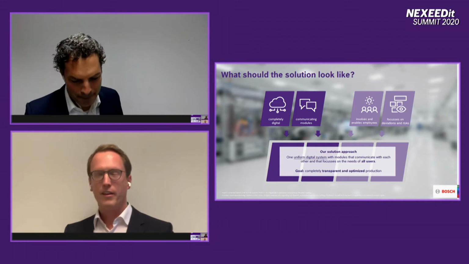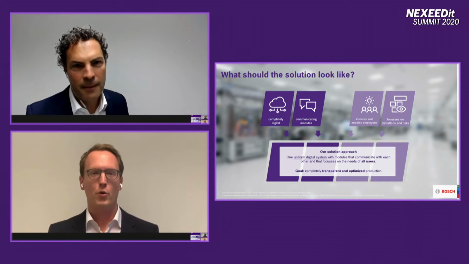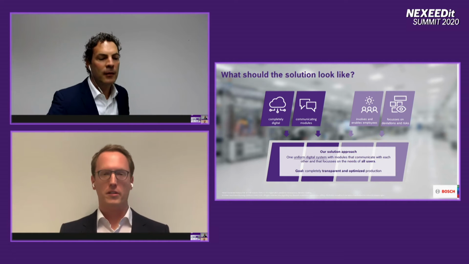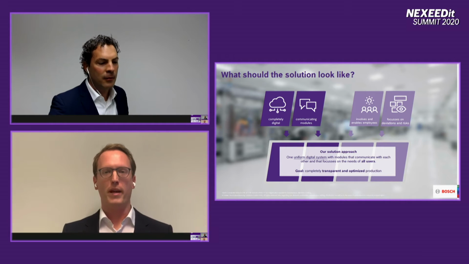Okay. Thank you, Tino. So a uniform digital system is a software platform in this case. So what's the benefit of installing a software platform in your factory? How does it get you any closer to your quality, cost, and delivery targets? The installation per se will not help you at all. So how does it work?